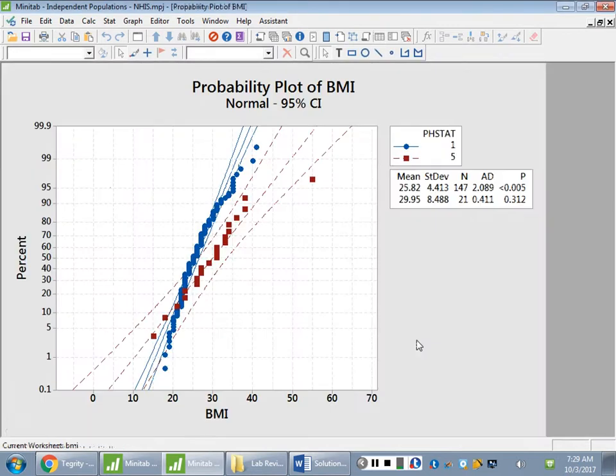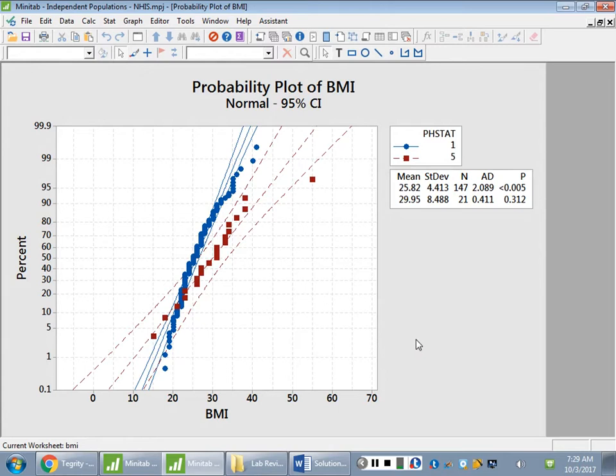And that would put them both on the same graph. That's okay. If you want to put that in your report, that's fine. Realize that we're only concerned about the second group, right? So the only p-value that we're actually interested in is this second one here.